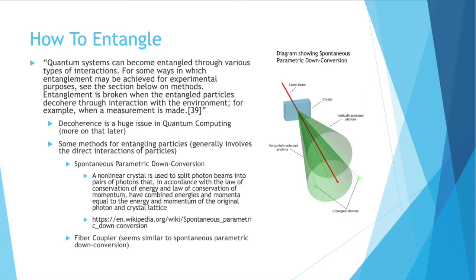Okay, well, just like the physical properties of qubits, this gets pretty technical quick, but we can still look at a few methods from a very high level. Quantum systems can become entangled through various types of interactions. For some ways in which entanglement may be achieved for experimental purposes, see the below section on methods.